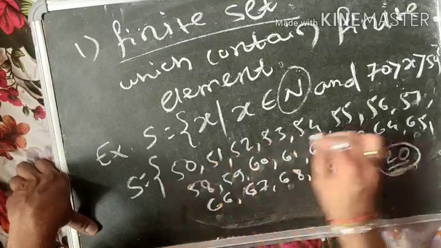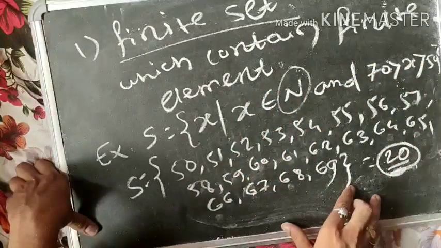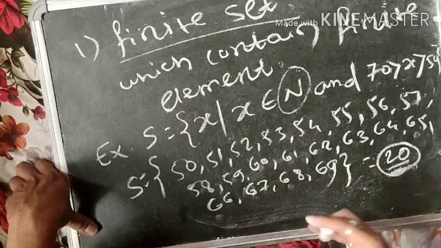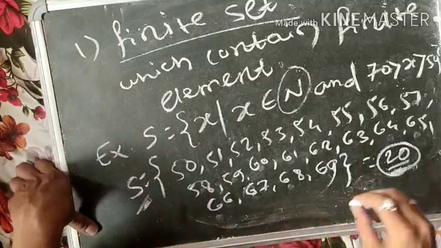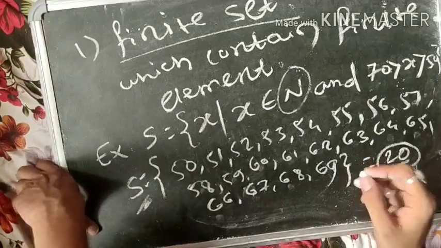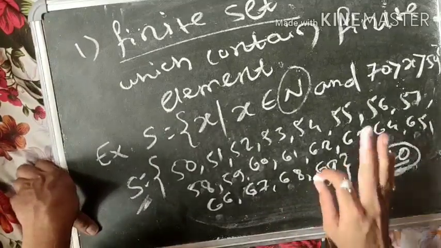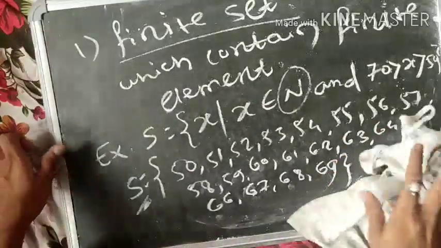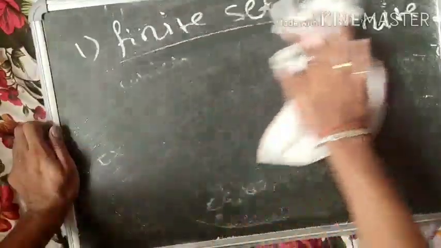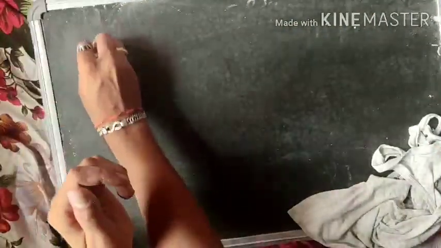We can easily count them. This set contains a finite number of elements. We can easily count the total number of elements the set S contains. That's why this set is called a finite set, because it contains a finite number of elements. Next set is infinite set.